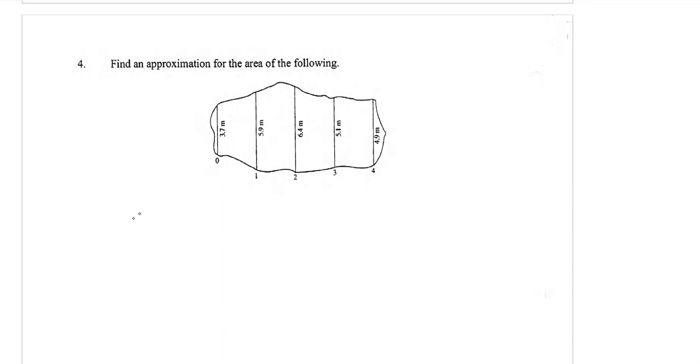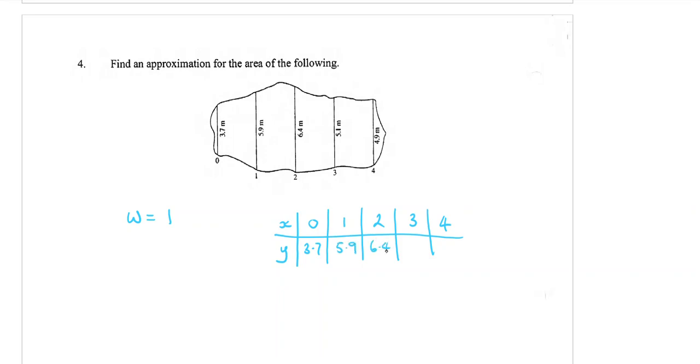So let's just write that down. My width is equal to 1. You can rewrite that information into a table if you like. You don't really need to. Most of you can probably read it straight off that diagram, but we'll stick to our process, which is to fill in a table. So x values, y values. The x values are 0, 1, 2, 3, and 4. And the y values, as I said, are just these numbers here. So at 0, it's 3.7. At 1, it's 5.9. 2 is 6.4. 3 is 5.1. And 4 is 4.9.